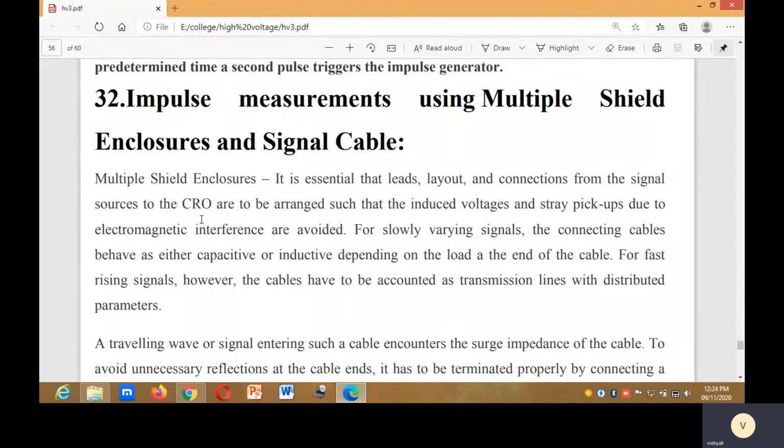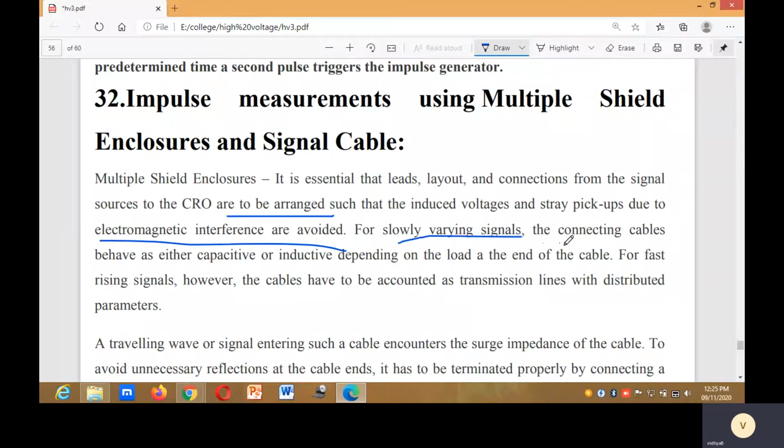With multiple shield enclosures, it is essential that the leads and layout and connections from the signal source to the CRO (cathode ray oscilloscope) are arranged such that induced voltages and stray pickup due to electromagnetic interference are avoided. Why is this essential? The leads, layout, and connections from the signal source to the CRO must be arranged so that electromagnetic interference is avoided.